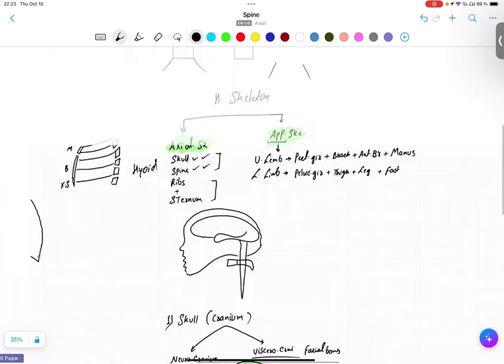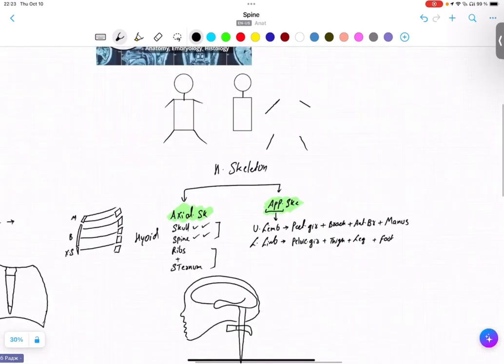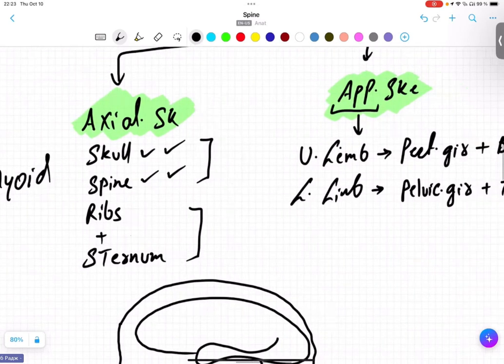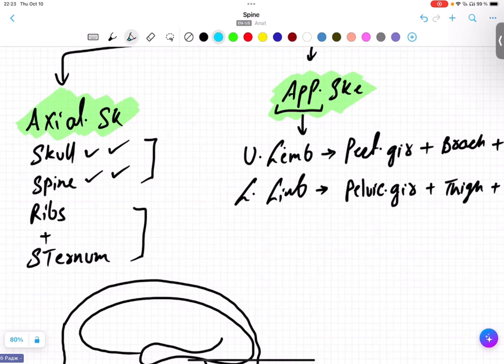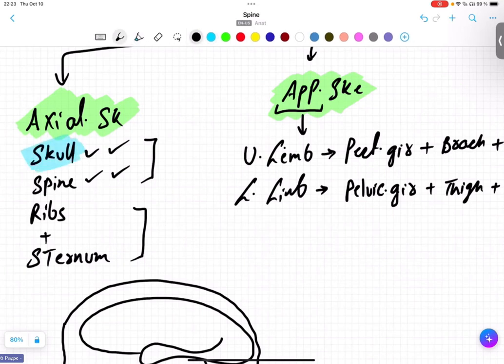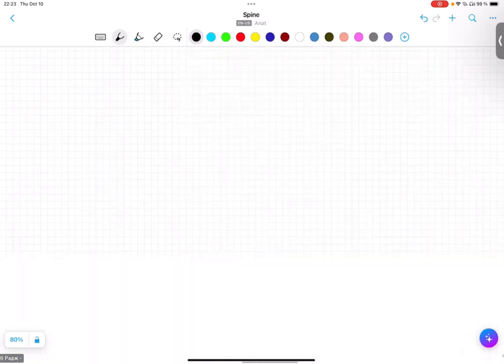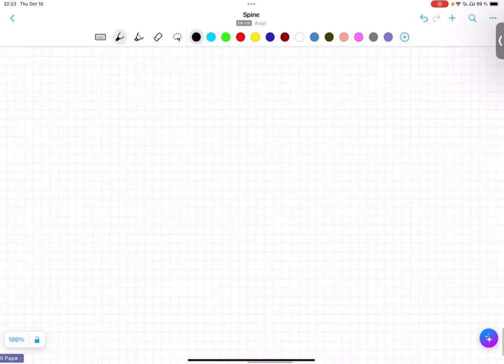Now, coming to this classification, you won't see it in the Russian books, but if you say this to your teacher, they will be more than happy to give you good marks. So we discussed the skull. Now is the time for the spine. What is the spine? Any one of you?